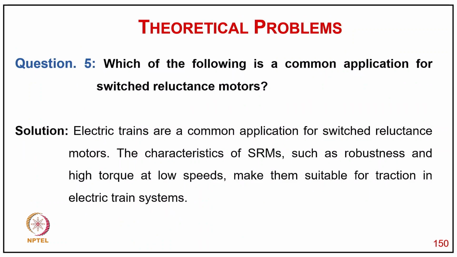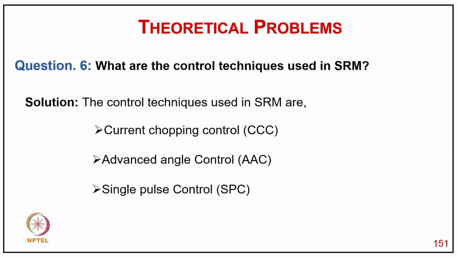Question 5: Which one of the following is a common application for a reluctance motor? Electric trains are a common application for reluctance motors. Characteristics of reluctance motors such as robustness and high torque at low speed make them suitable for traction in electric train systems. Question 6: What are the common control techniques for SRM?